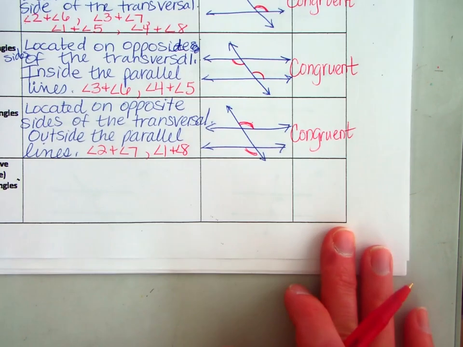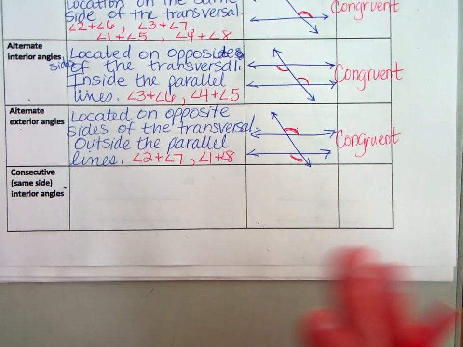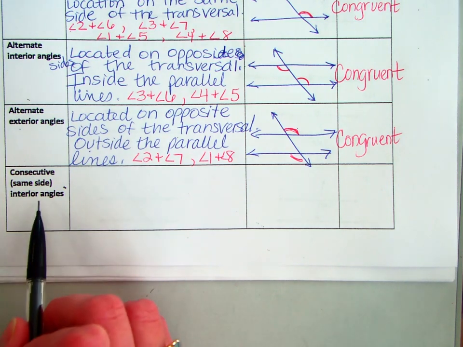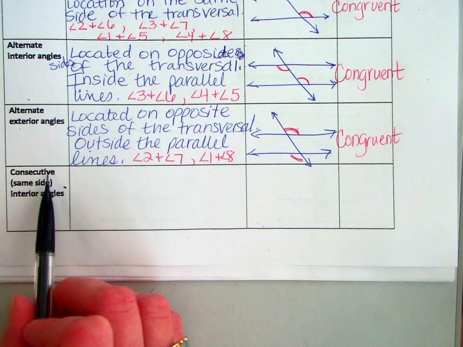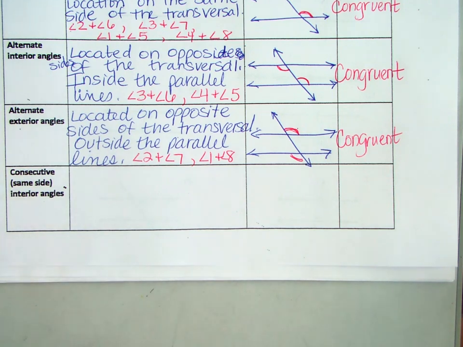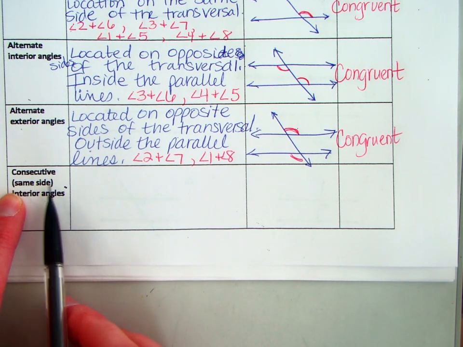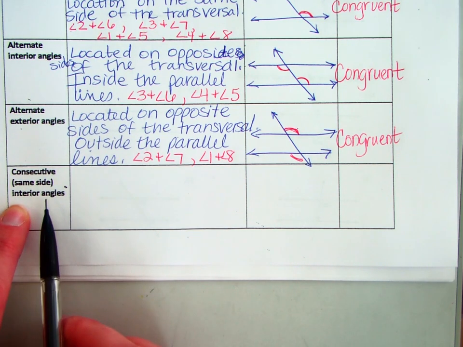All right, and then our last type, consecutive interior angles. And consecutive kind of means one right after the other. So in this case, they're going to be on that same side, one right after the other, interior, on the inside of the parallel lines.